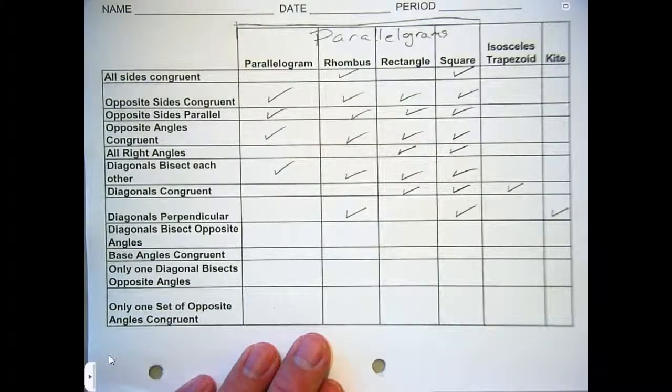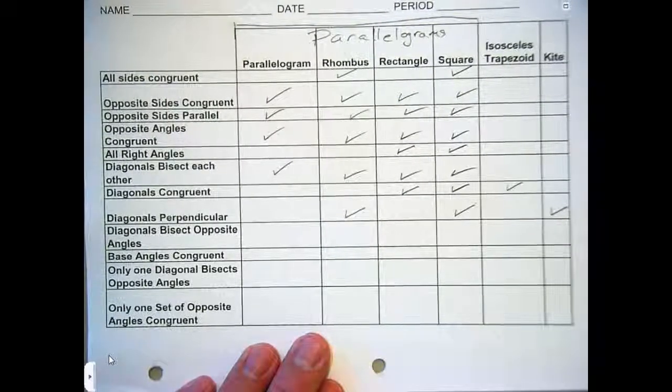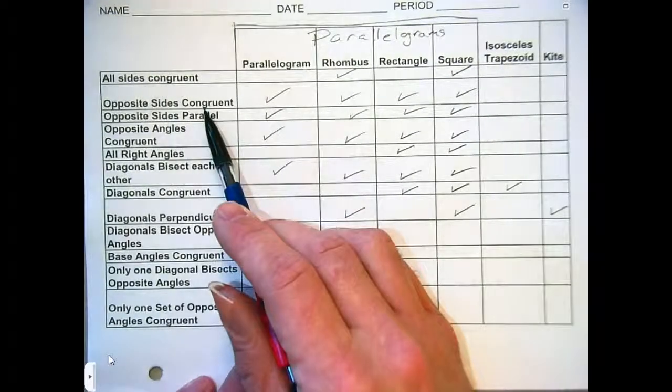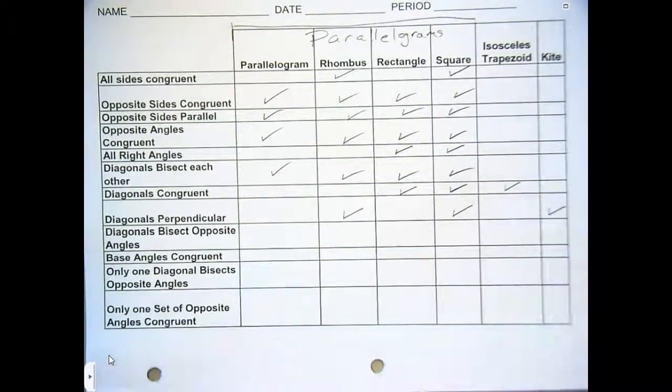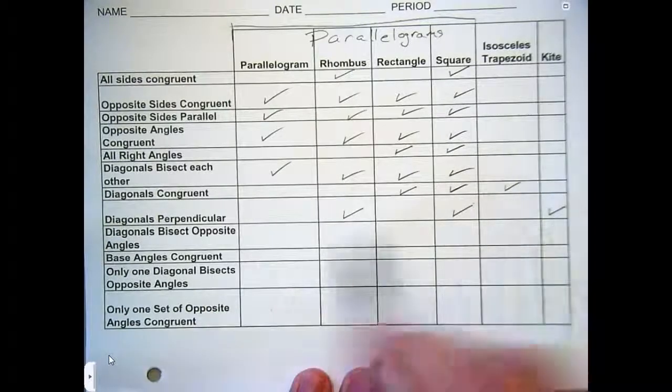Yeah, Moonty? Opposite sides congruent in isosceles trapezoid? No, they have one set, the legs are congruent. So not both sets of opposite sides, but one set, yeah. So I think, well, we'll get down to that.